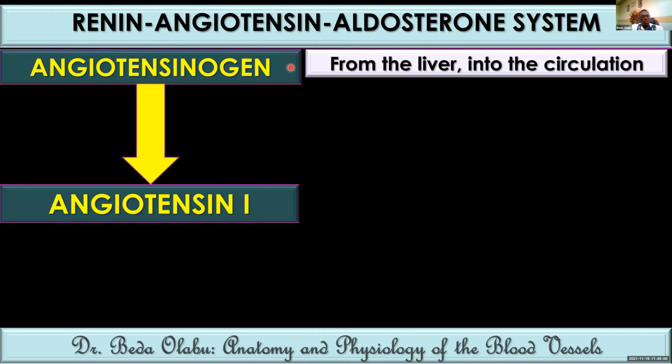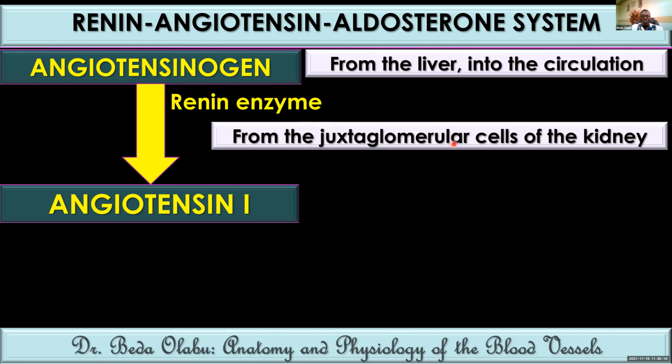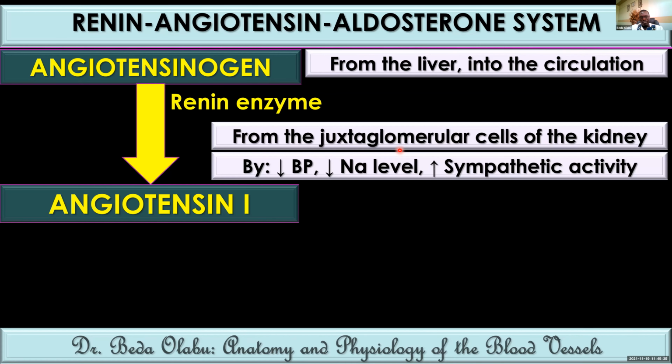Angiotensinogen becomes converted to angiotensin 1 in the circulation. The conversion of angiotensinogen to angiotensin 1 is facilitated by an enzyme called renin. Renin is an enzyme that comes from the kidney. The cells of the kidney that produce renin are called the juxtaglomerular cells. In what circumstances will the kidney produce renin? If the blood pressure falls, the kidney will produce renin.